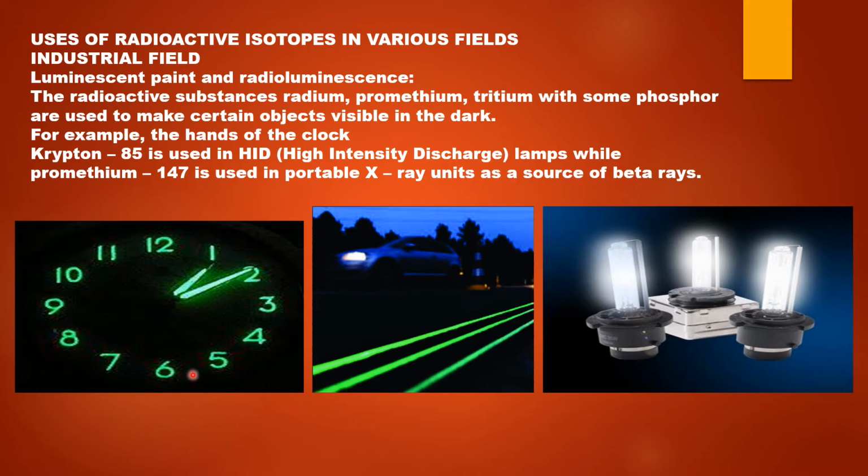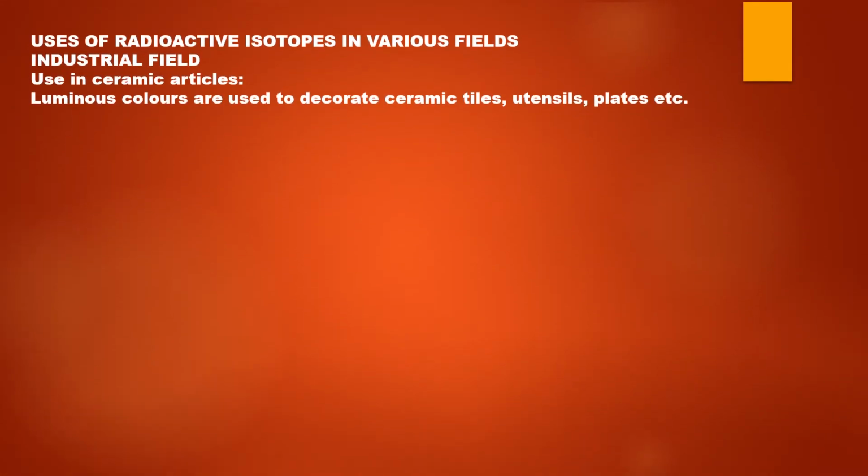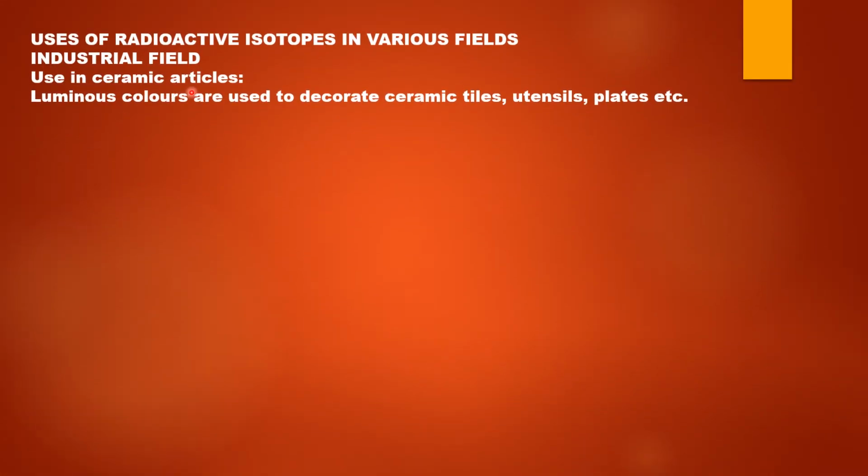Krypton 85 is used in high intensity discharge lamps. Promethium 147 is used in portable X-ray units as a source of beta rays. These are some luminescent paints. When light falls on these luminescent paints, these paints glow in the dark. Use in ceramic articles: some luminous colors are also used to decorate ceramic tiles, utensils, plates, etc.